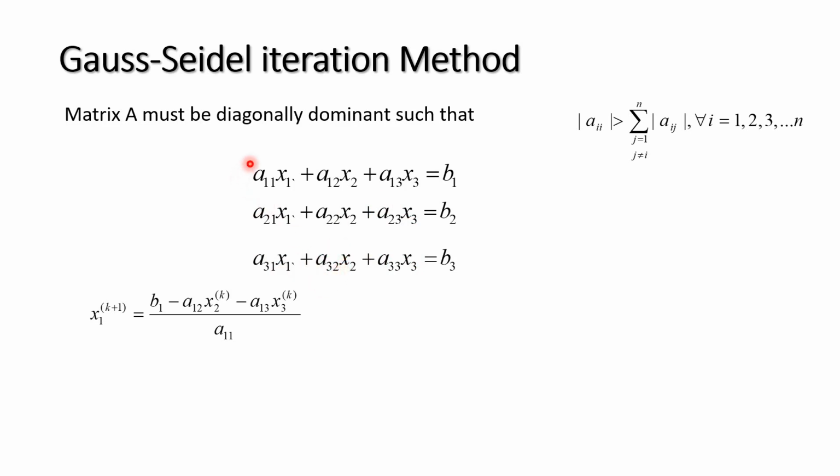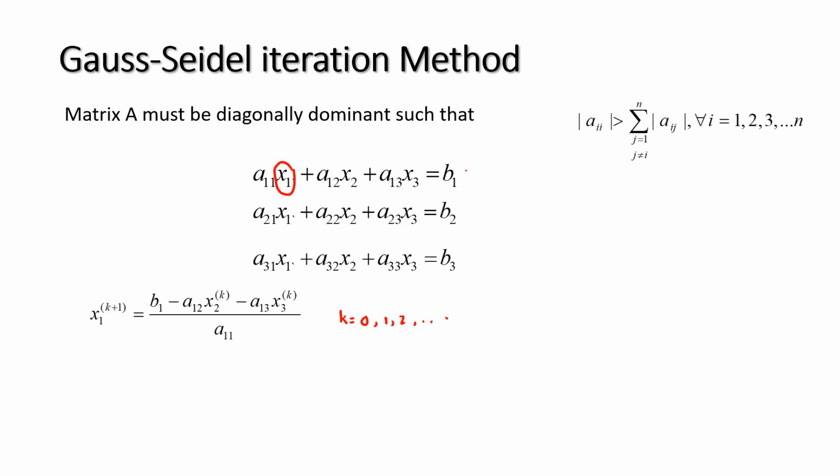After you make sure that A is diagonally dominant, then you can write down the iterative formula. You want to solve for x1. The other two variables you bring to the other side. So your b1 minus a12 x2. k is actually the iteration step. k starts from 0, then 1, 2, and so on. So when we start with the initial guess x2^(0), x3^(0), then we get x1^(1), which is x1 at step number 1.